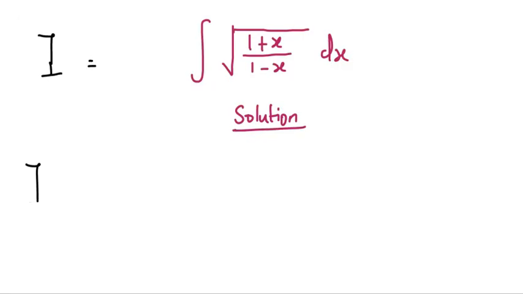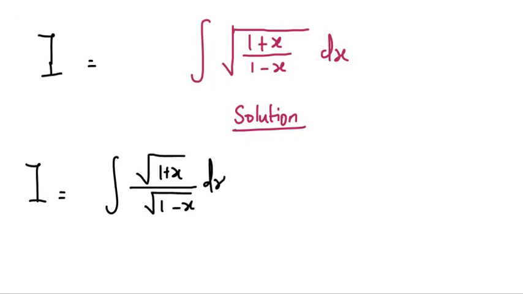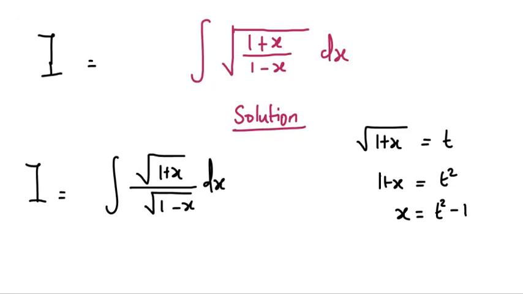Then I is the same as the integral of square root of 1 plus x, divided by the square root of 1 minus x dx. Now we're going to make the following substitution. We're going to let the square root of 1 plus x equal t. Square both sides, we get 1 plus x equals t squared. So x is equal to t squared minus 1. Differentiate both sides, we get dx is equal to 2t dt.